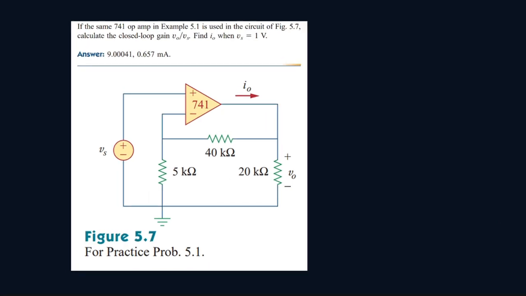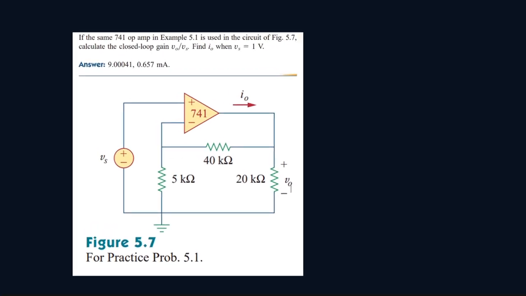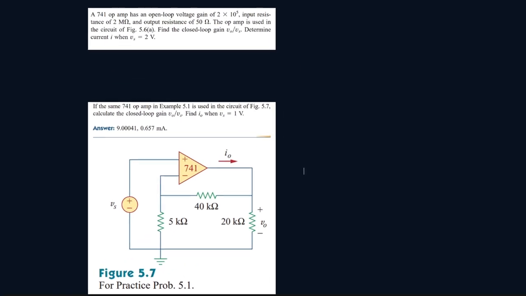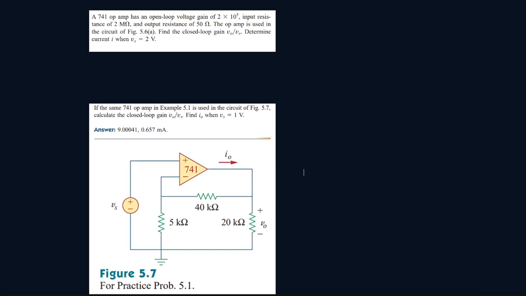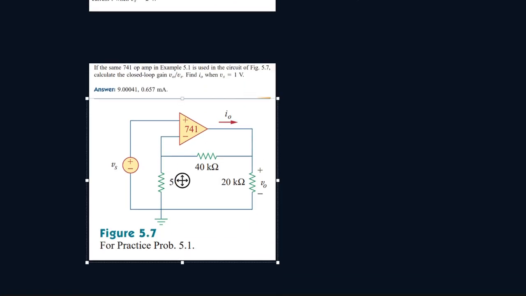Okay, so for the following circuit here, we have to use information from example 5.1 to solve the following circuit. And so we have to find the closed loop gain, and we have to find IO. So in example 5.1, we were given the following information: voltage gain, input resistance, output resistance, and for Vs, in this case, it will be 1 volt.